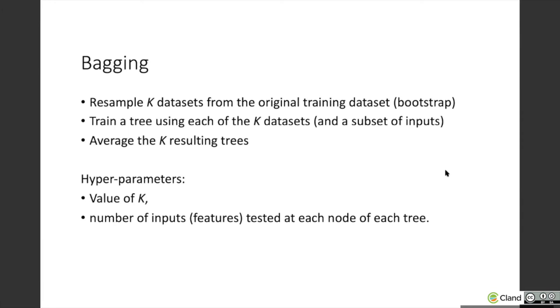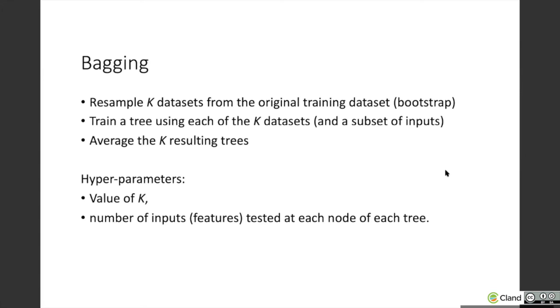In this algorithm, you have several hyperparameters to be optimized. You have the value of k, the number of trees, and the number of inputs, named sometimes features, tested at each node of each tree. This second hyperparameter is quite important.